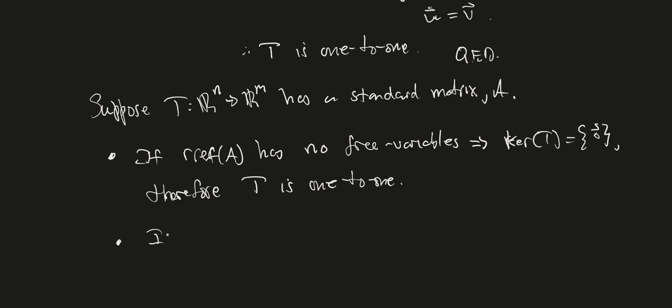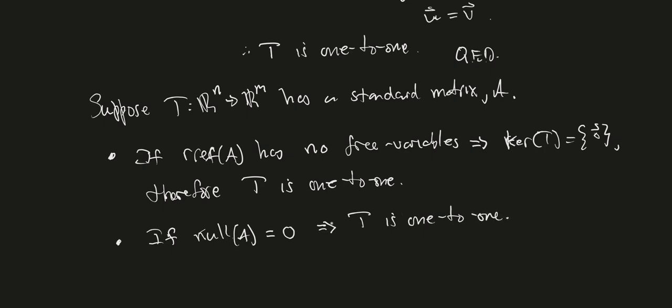Similarly, I'll say it this way. Now, we can use the concept of nullity and rank as well. So if the nullity of A is equal to 0, right? The number of free variables, same thing. This implies that T is 1 to 1.